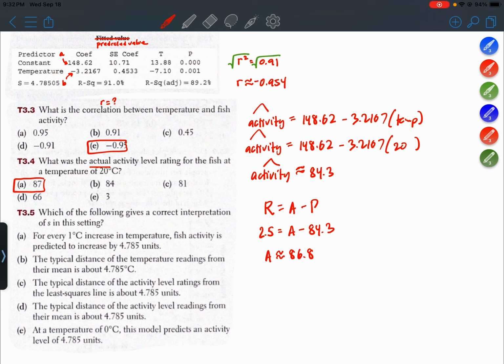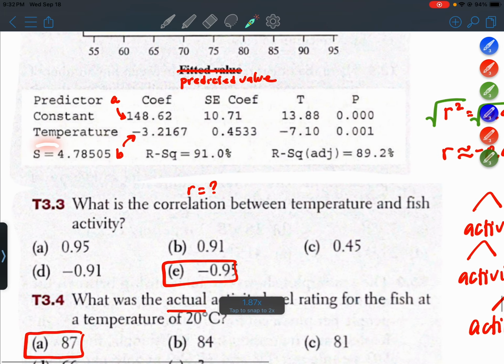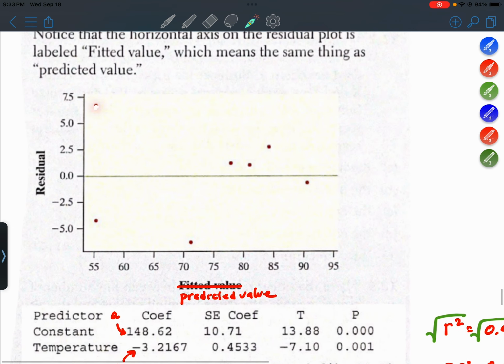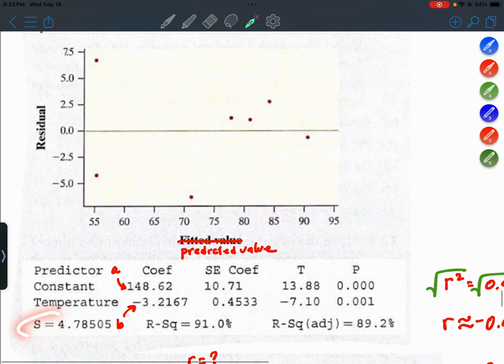All right. Question 3.5. Which of the following gives a correct interpretation of S in this setting? Now S, you can see in the computer output, is right here. This is something that we skipped over this year in class. We didn't talk about this statistic S. But S is the standard deviation of the residuals. Now look, some residuals are big, some residuals are small. So think of S as the average size of a residual.